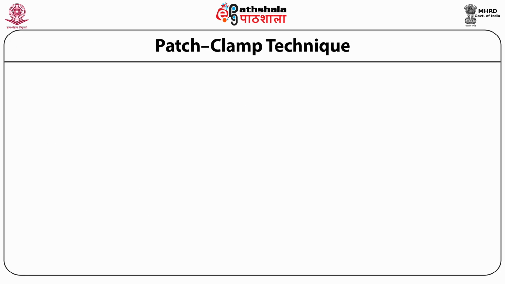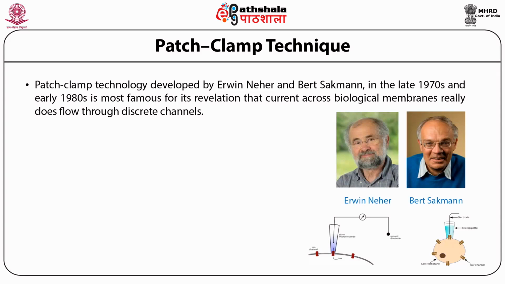Microelectrodes can also be called patch pipettes, or simply pipettes. The best example of recording of membrane potential or other uses of microelectrode is the patch clamp technique. Patch clamp technology was developed by Erwin Neher and Bert Sakmann in the late 1970s and early 80s. It is most famous for its revelation that current across a biological membrane really does flow through discrete channels.